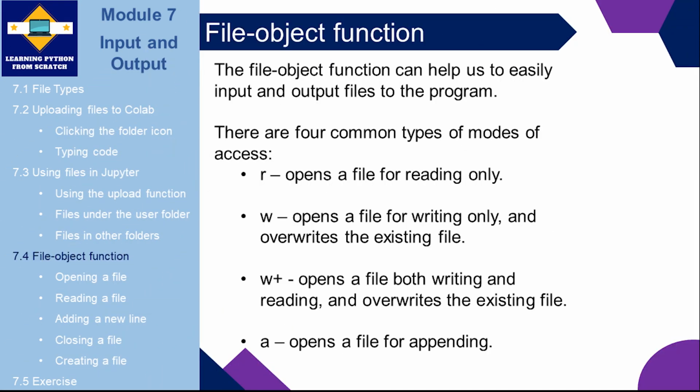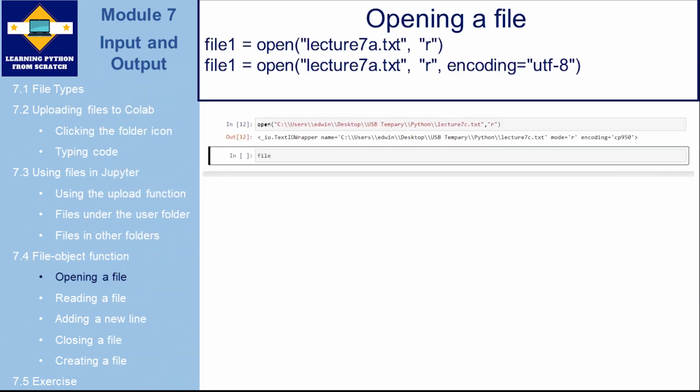The file object function can help us to easily input and output files to the program. There are four common modes of access. r opens a file for reading only. w opens a file for writing only and overwrites the existing file. w+ opens a file for both writing and reading and overwrites the existing file. a opens a file for appending. So let's open a file.